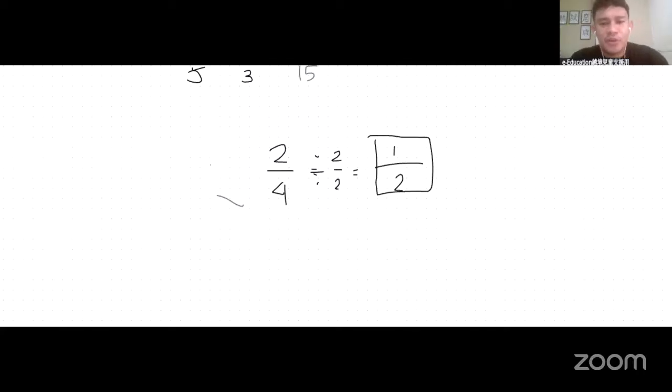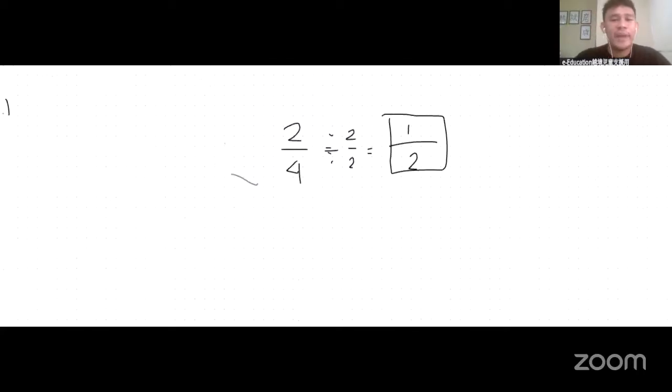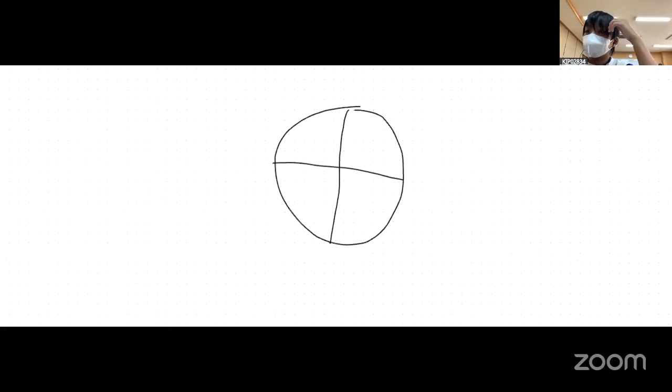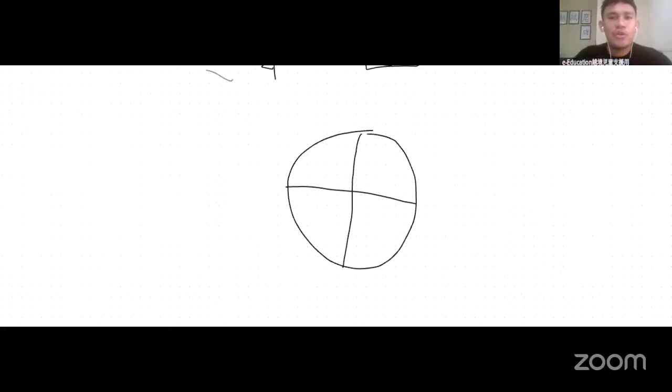So, I want you to visualize this. Let's say we have a pizza. Do you like pizza, by the way? You do? Okay. Let's just say we have a pizza, and let's say 2/4. Since we have 2/4, let's say we have 4 slices of pizza. And when we say 2/4, it's 2 out of 4. Let's say 2 out of 4 is yours.